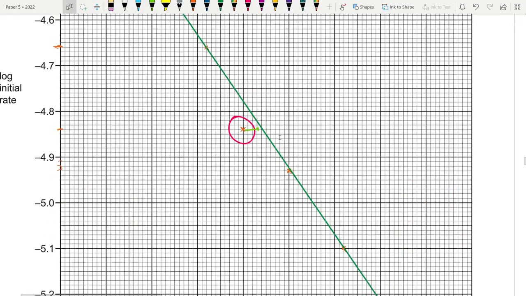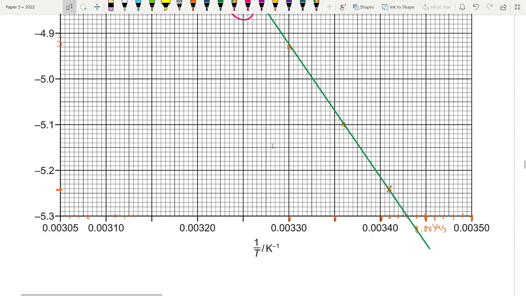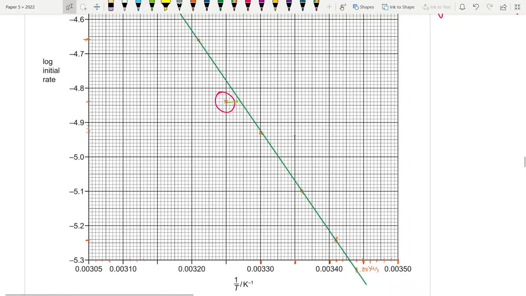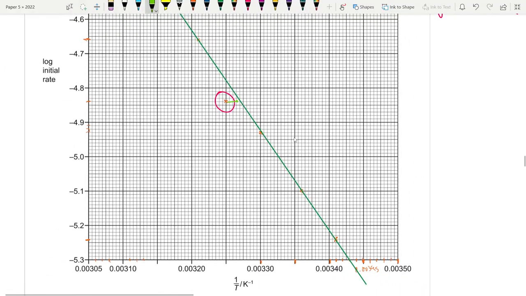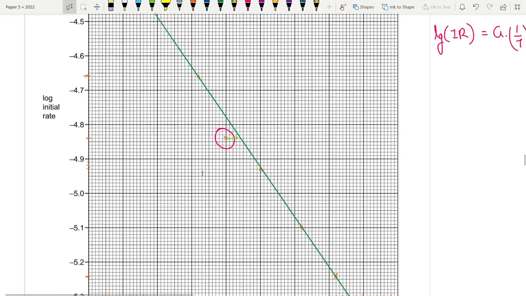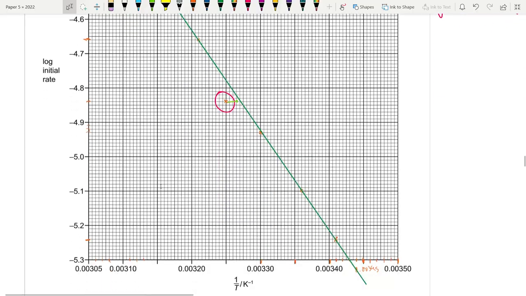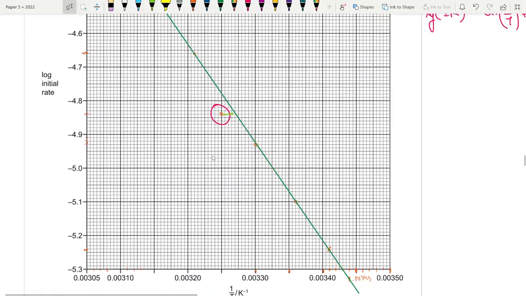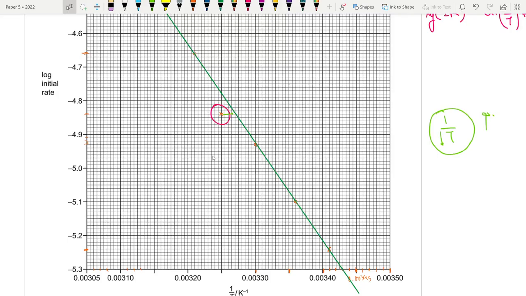So what value is this actually, the x-axis? It's actually 1 by T, which is 1 by temperature. So basically it should have been like 0.00327, but it's 0.00325. So here you go, 1 by T. The value of this should have been higher. That means the value of temperature should have been lower.